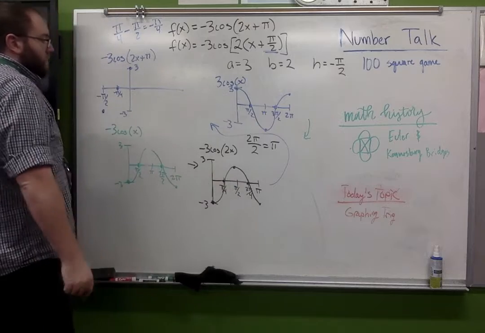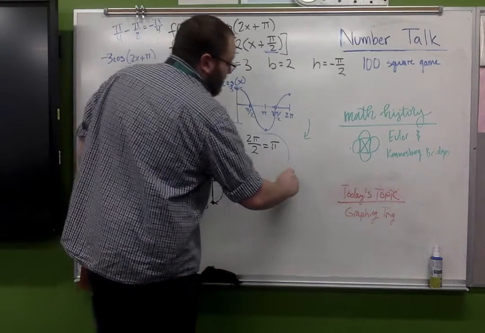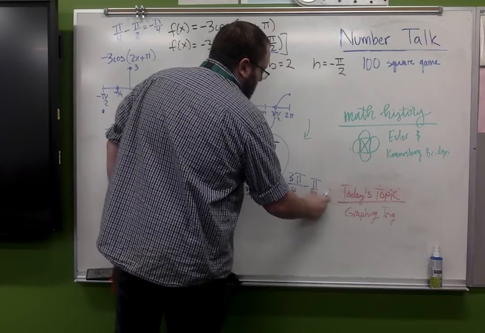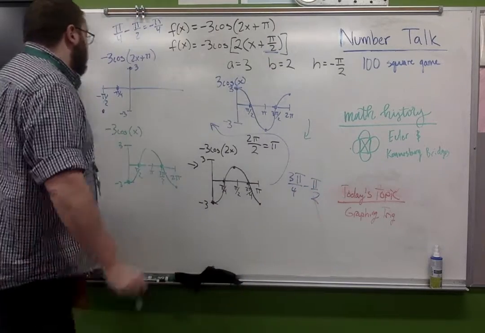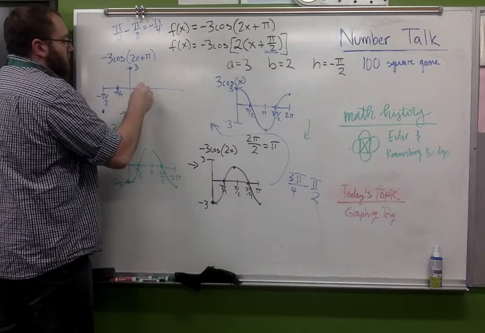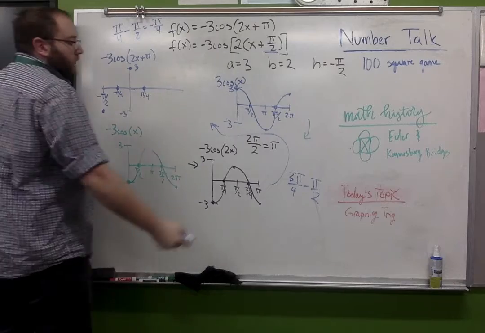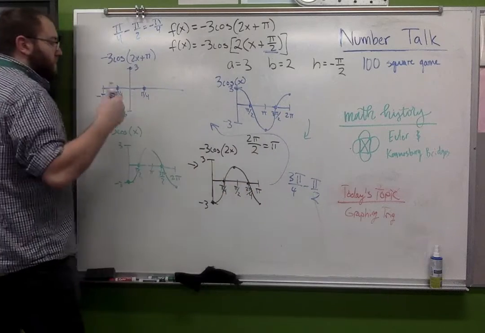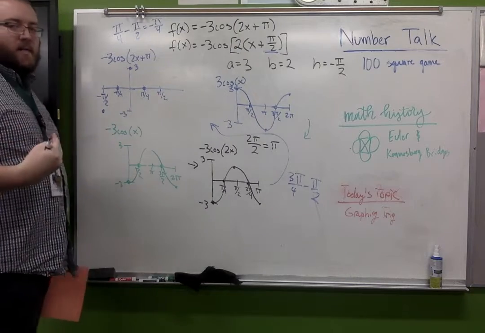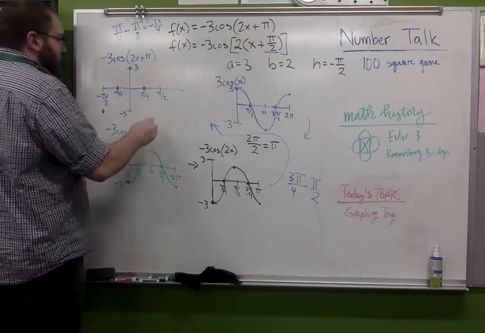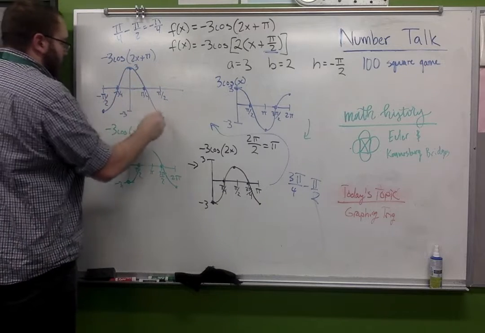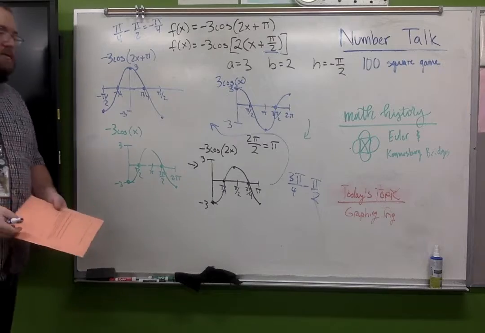3 pi over 4. If I shift 3 pi over 4 to the left pi over 2, I'm at pi over 4. So right here. And it's 0. The y value is at 0. And if I'm at pi, and I shift it pi over 2, now I'm at positive pi over 2, right? Pi minus pi over 2 is pi over 2. And it's at negative 3. And there's your graph.